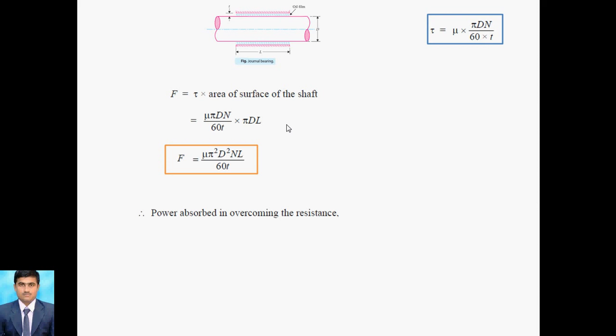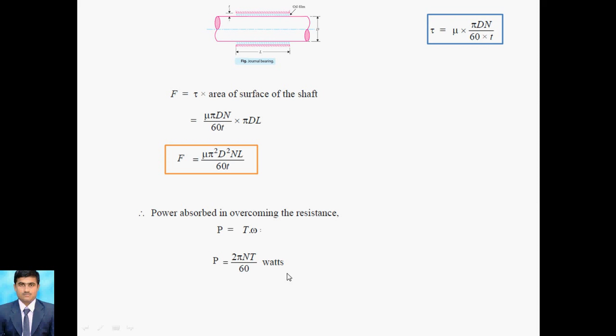So because of this overall length, it will be causes that stress test. Okay, so that's pi D L. After cancellations and that solution, we get the pi F is equal to pi mu pi square D square N L divided by 60t. Then we'll next go to the power absorbed to overcome the resistance. P is equal to T into, or you can say torque into omega.